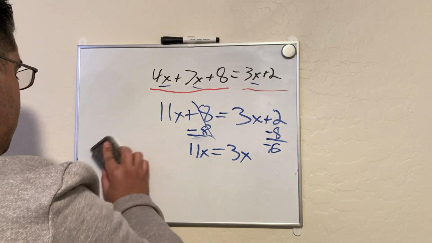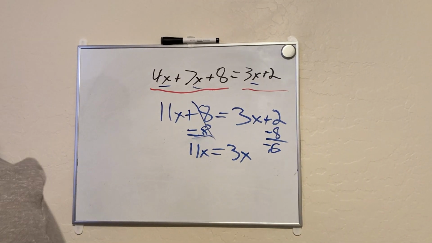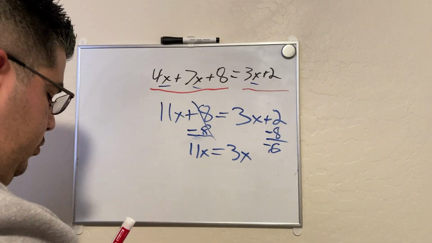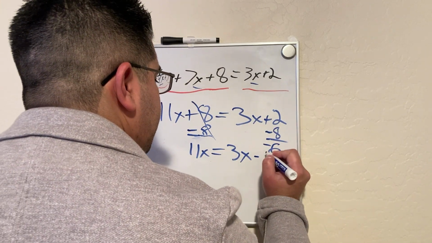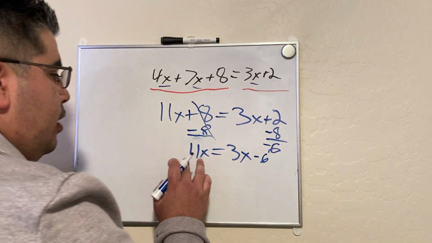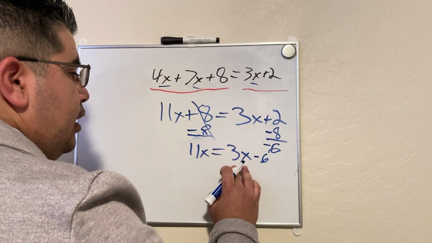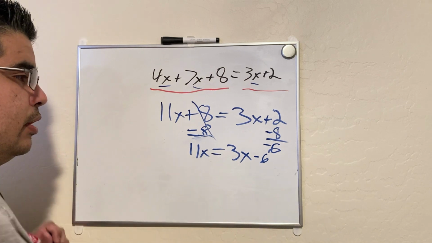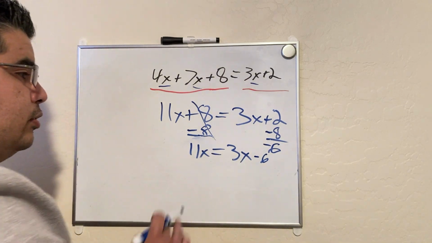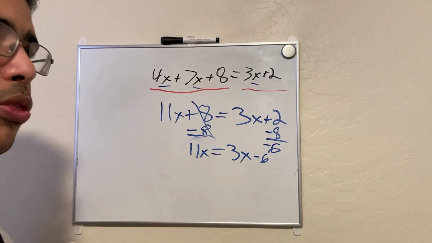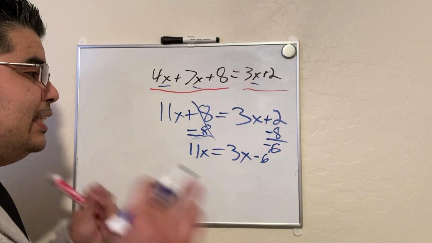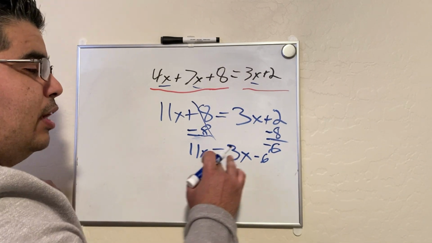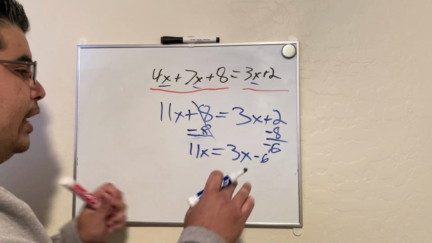Now, if it's minus 6, we have to bring down the negative 6 over here. So we have 11x equals 3x minus 6. Now we have to move this 3x over here. Usually when you see a 3x, you think divide. But in this case, we're moving the whole 3x. We're not just moving the 3, we're moving the 3x.